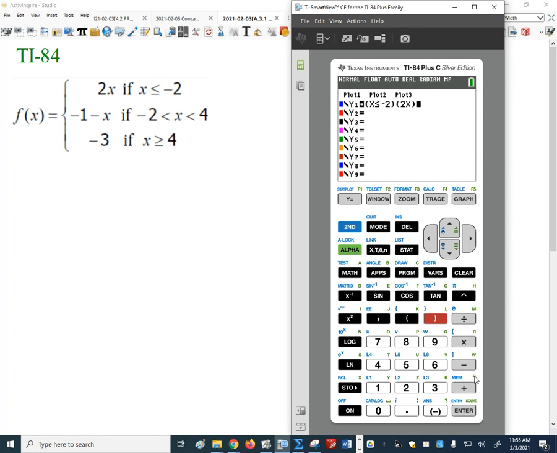When I want to add the other pieces, I'm just going to add them. So I'm going to do plus, and now I'm going to do the middle piece. I have to put the domain in first. So in parentheses, I've got to do this domain.